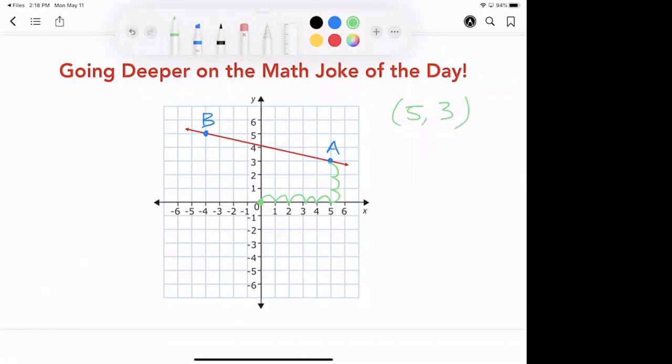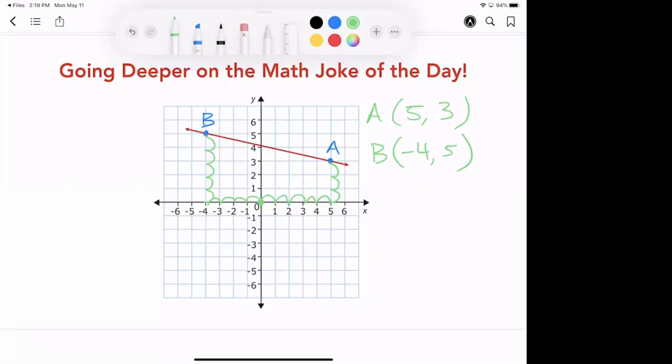And then B, so this was A, and then this will be B. All right, 1, 2, 3, 4 to the left, so that's a -4. And then 1, 2, 3, 4, 5 up, so that's positive 5. Well done, well done.